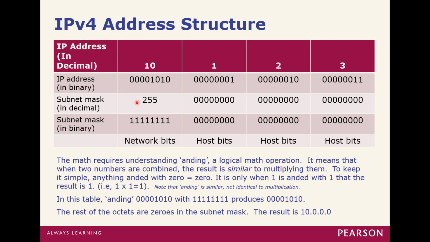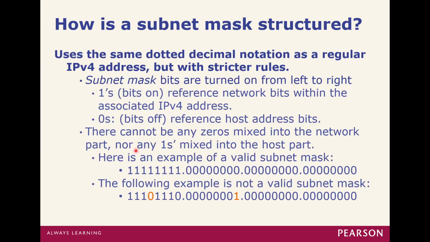So here you have a subnet mask of 255 because we are working with class A. As I mentioned, we cannot mix them. We cannot have zeros and ones together. As you can see here, for the subnet mask, you have 1 1 1 1 1 1 1 1. This is for the network bits, and here for all the hosts. This example is not a valid subnet mask because here you combined zeros and ones.